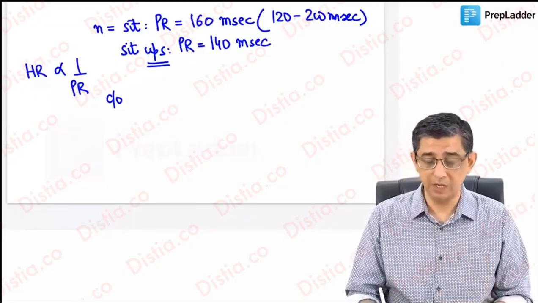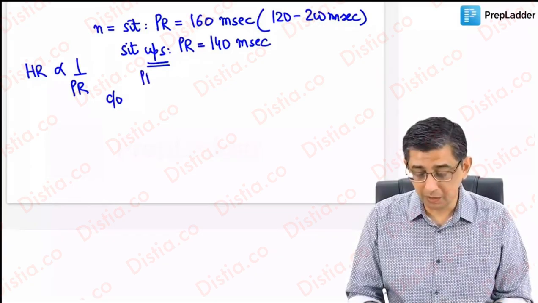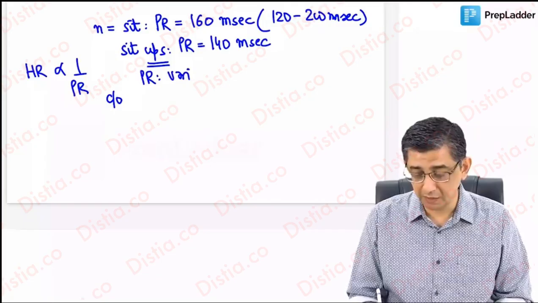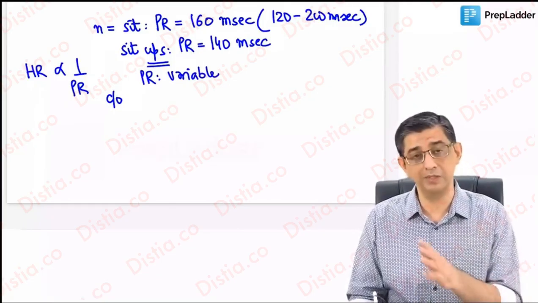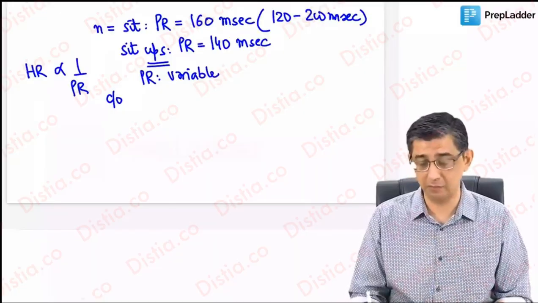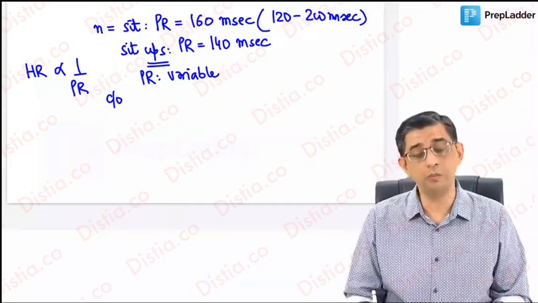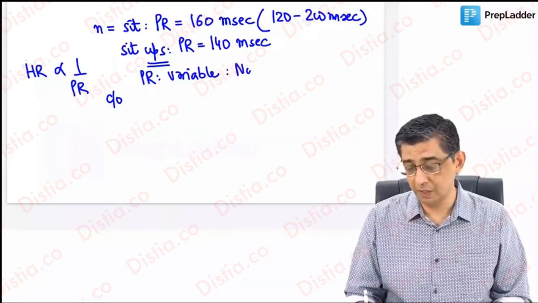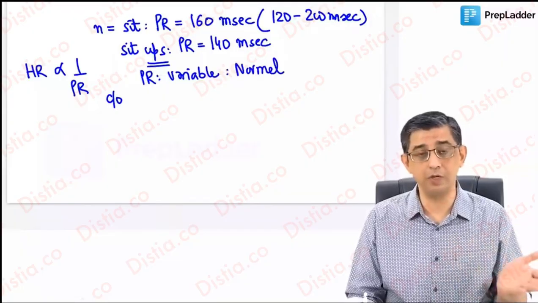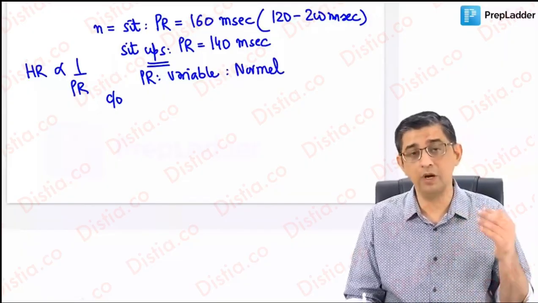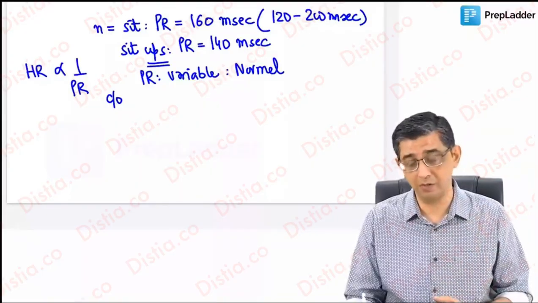What I'm saying is that in a normal person, the PR interval will change with physical activity. If there's going to be vagal stimulation, the PR interval will become prolonged. If there's going to be sympathomimetic stimulation, PR interval will become shorter. PR interval in a normal person is always variable. This variability will be lost because of the reasons that I explained to you in the previous slide, ranging from granulomas to iron deposition to fibrosis developing in the heart.